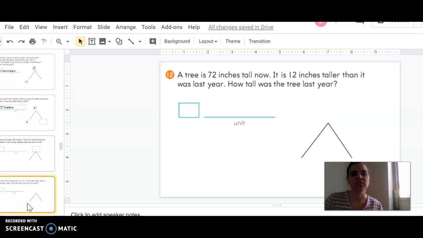All right, a tree is 72 inches tall now. It is 12 inches taller than it was last year. How tall was the tree last year? Well, what's the total? How tall is it right now? Yep, 72. So 72 goes at the top. It was 12 inches shorter, so we have to take away that 12. 72 minus 12 to get our answer. Go ahead and hit pause to solve. Hit play when you're ready.